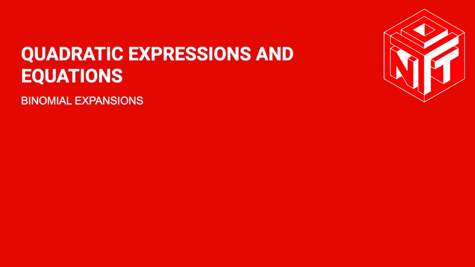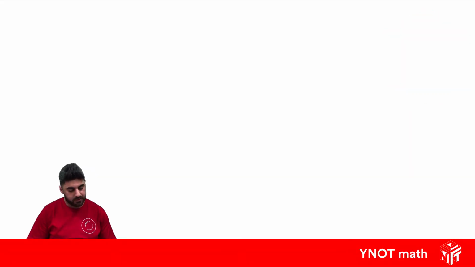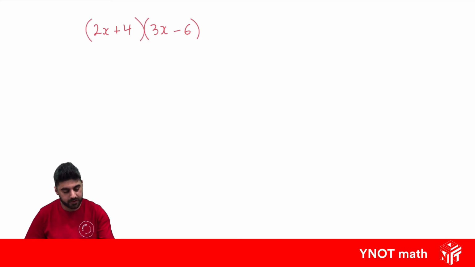Binomial expansions. So a binomial is an expression with two terms in it. An example of a binomial is 2x plus 4. Another binomial might be 3x minus 6. And binomial expansions involve multiplying two binomials together.